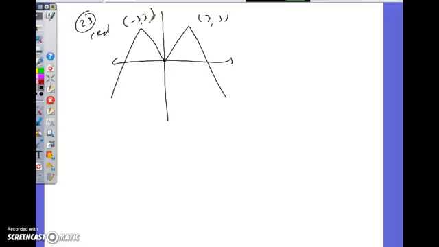They will ask this question. It says the graph of an even function y equals f of x consists of 4 line segments as shown above. Which of the following statements about f is false? The limit as I approach 0 from the left and right is 0. Is that true? As I move towards this, am I approaching 0 from both sides? Yeah. And that limit is 0. That's fair. Moving on.